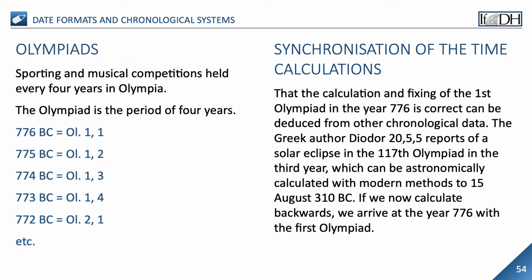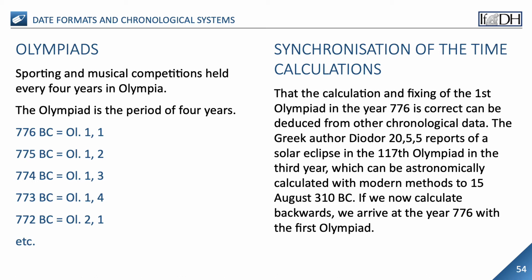Before that, there were a number of competing counts. I will mention only a few from Greco-Roman antiquity. There, the calculation according to Olympiads is very common, by which is meant the athletic and musical competitions held every 4 years in Olympia. The Olympiad is a period of 4 years. 776 BC is therefore the first year of the first Olympiad. 775 BC, the second year of the first Olympiad, and so on.